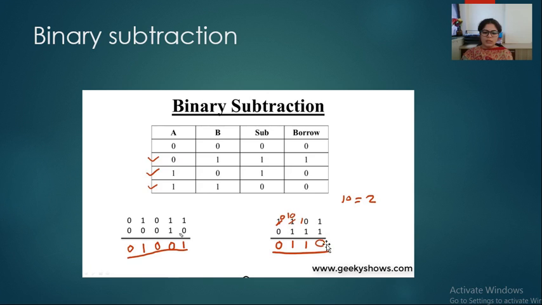This is one more example. 1 minus 1 is 0. Now the next number is 0 minus 1. If we have to subtract 1 from 0, we always have to take borrow. So this is the borrow and this is the output, that is 1. Now we have taken borrow from this number, so this number is now 0. So 0 minus 1 is 1 with 1 borrow. The next leftmost number is now 0 because we have taken borrow from this number. So 0 minus 0 is 0.